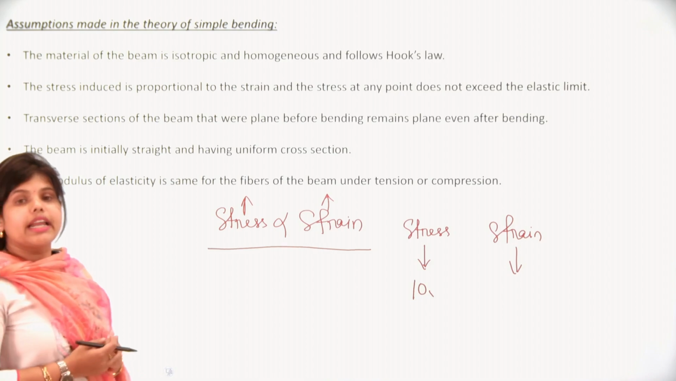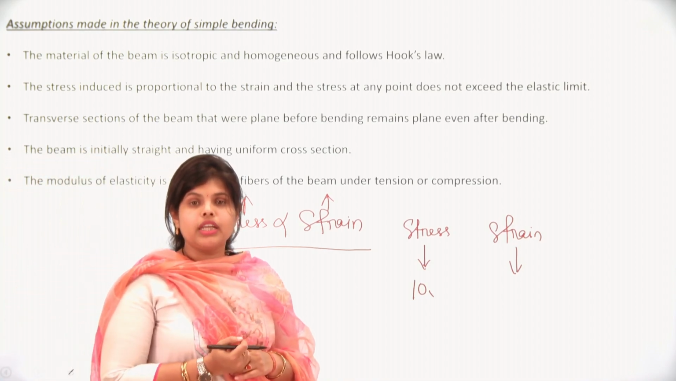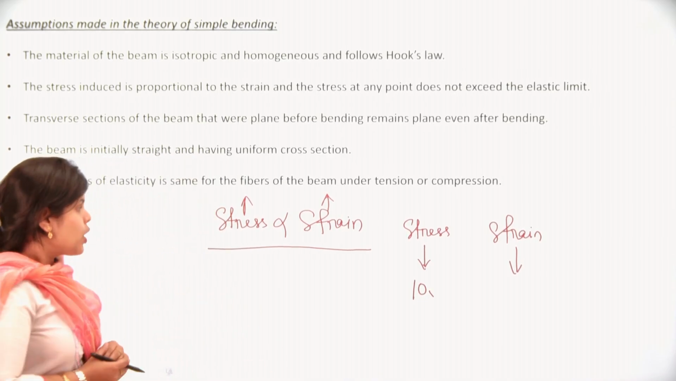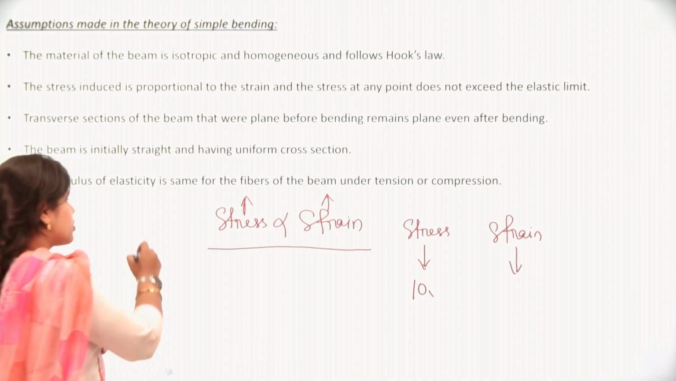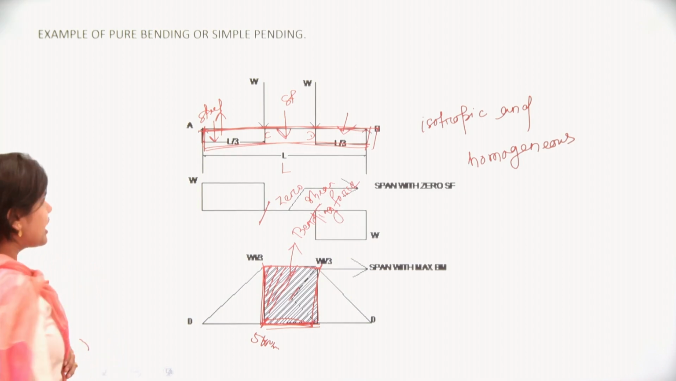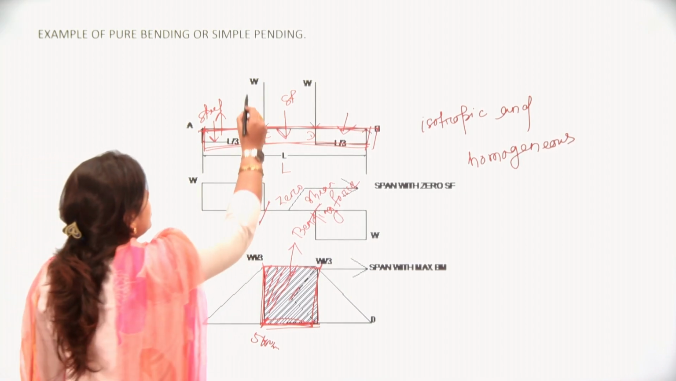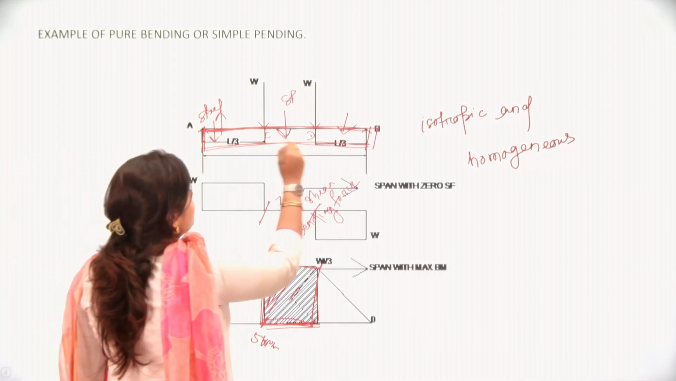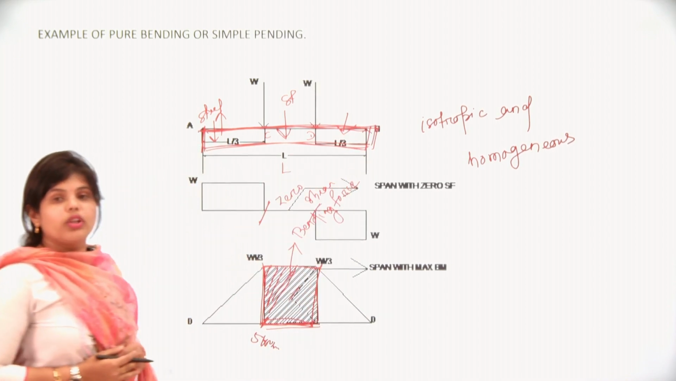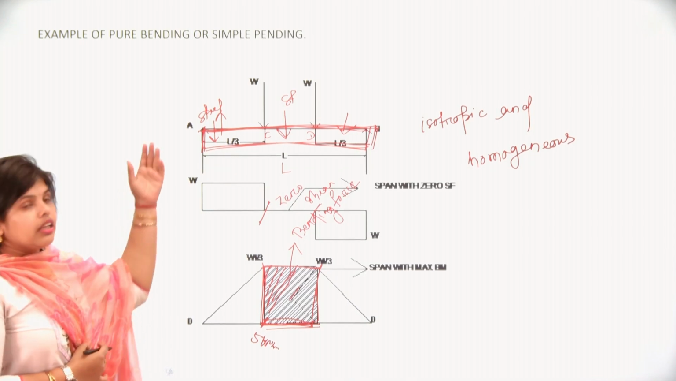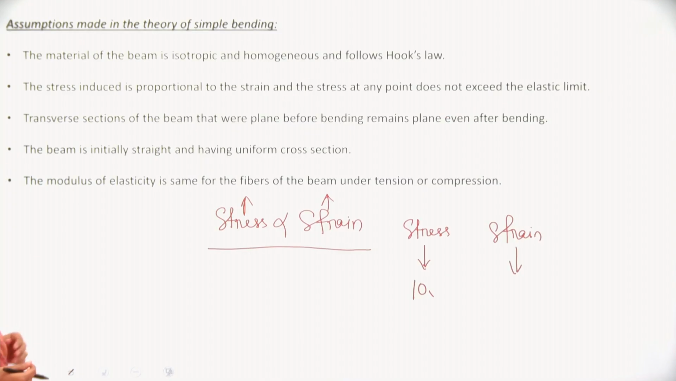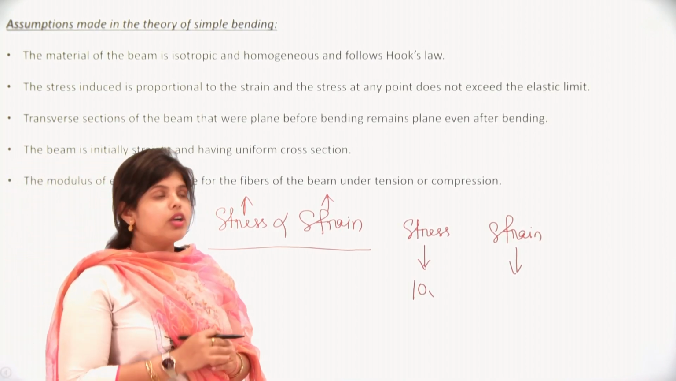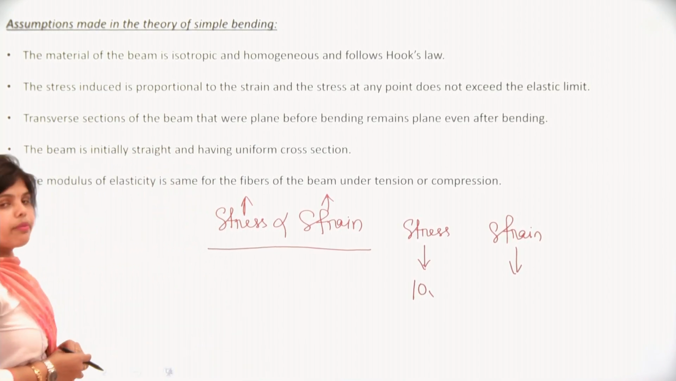Next, transverse sections of the beam that were plane before bending remain plane even after bending. First, the external load will apply. Here, the external load is W. After application of this W, the plane of the beam will not change. The plane remains the same after bending also, under any condition.